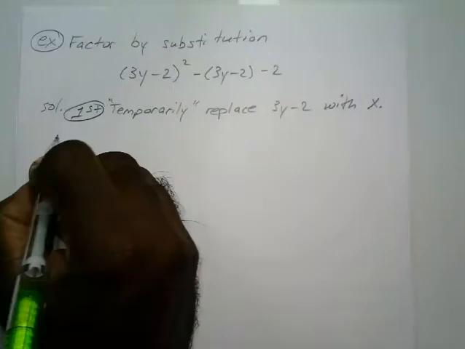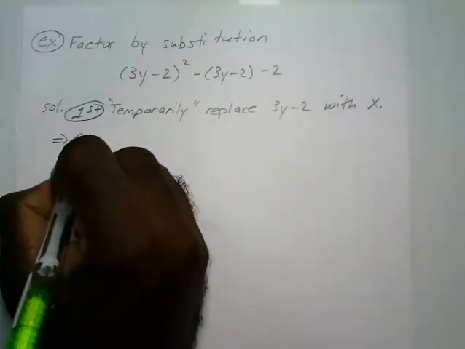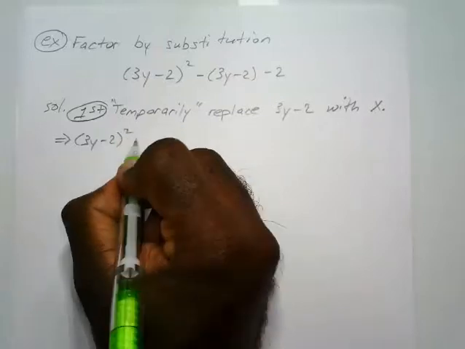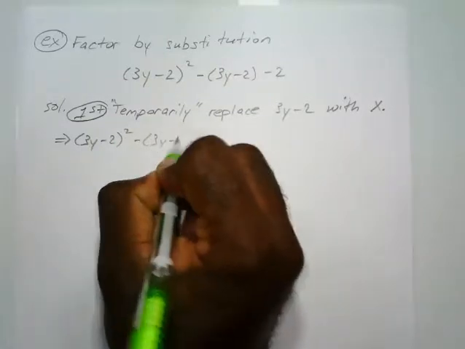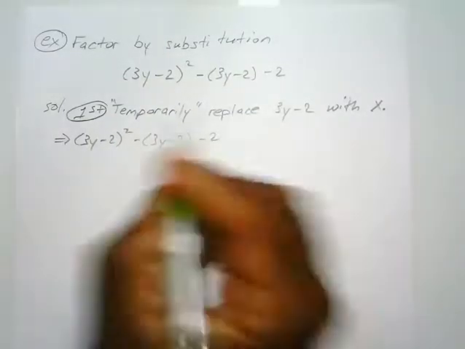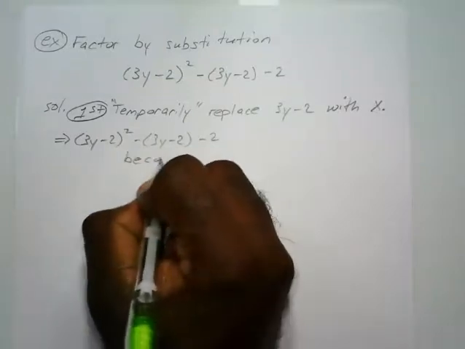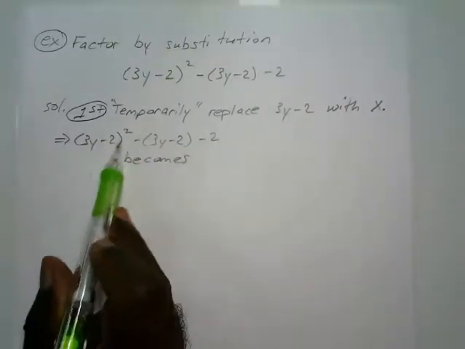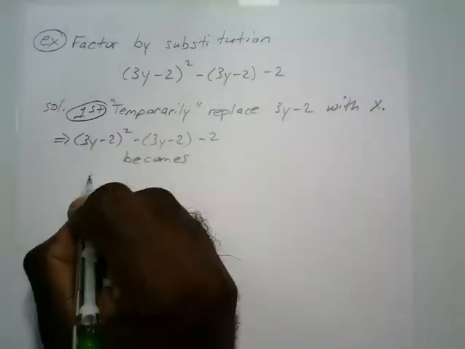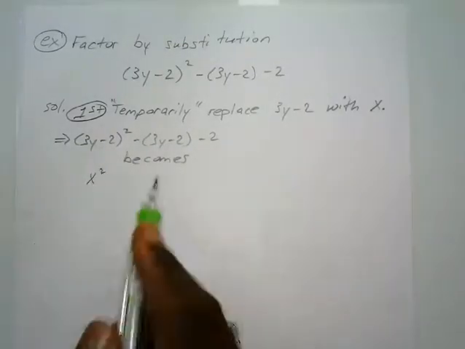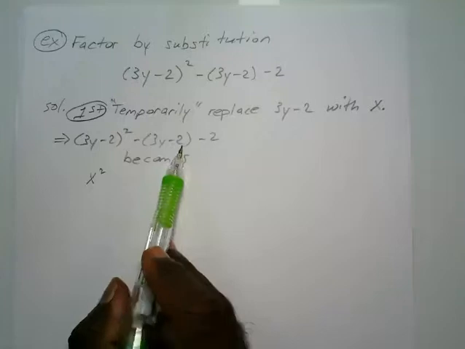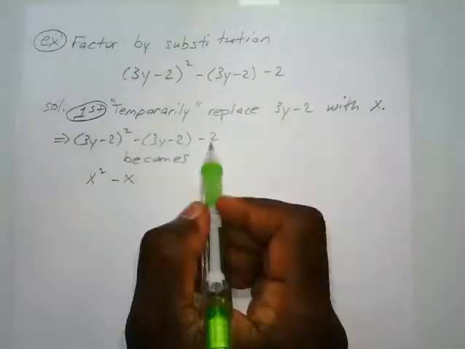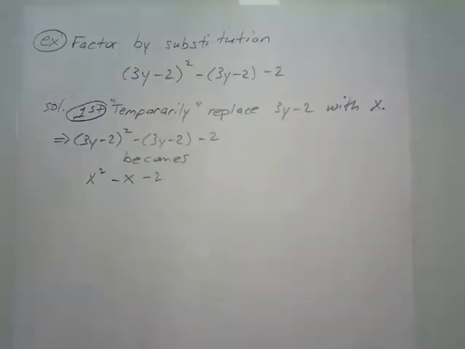So that means our 3y minus 2 squared minus 3y minus 2 minus 2 becomes, instead of 3y minus 2 squared, we'll just get x squared. And instead of minus 3y minus 2, it's just minus x. And then you just have your minus 2 right at the end.